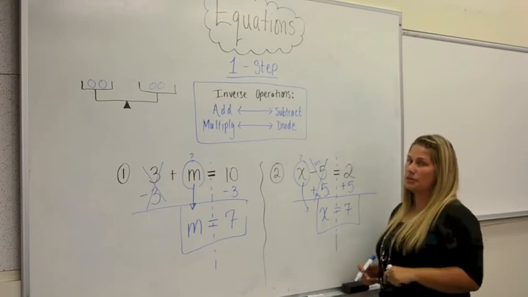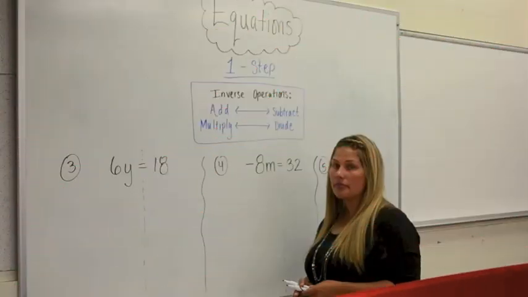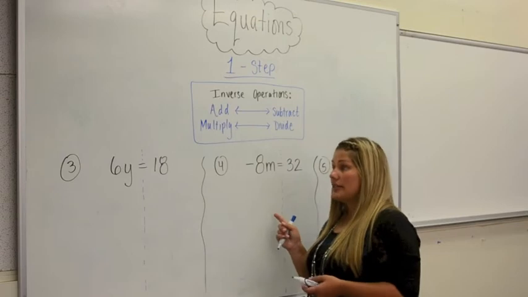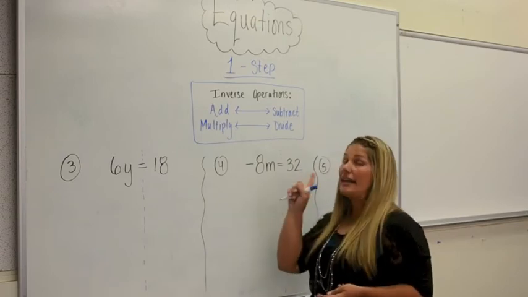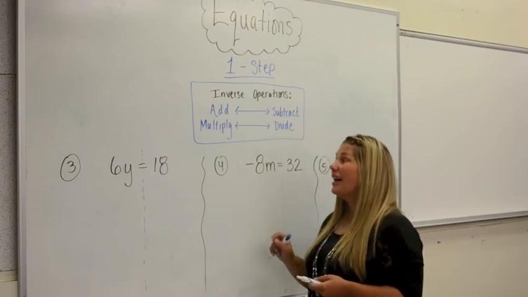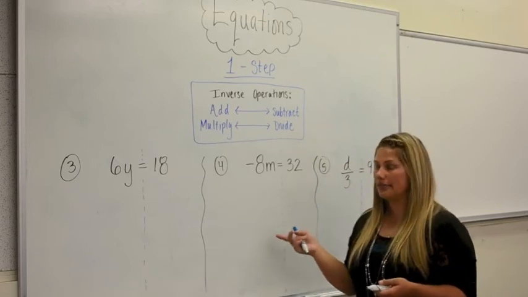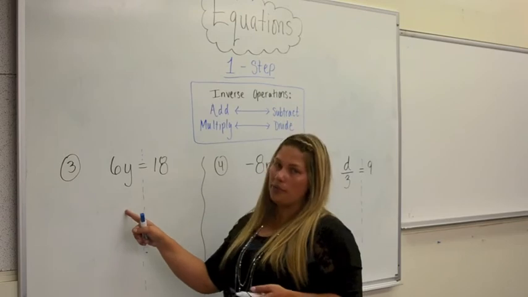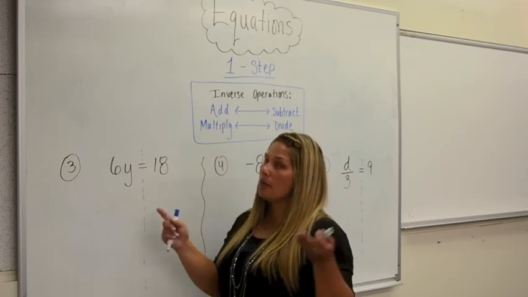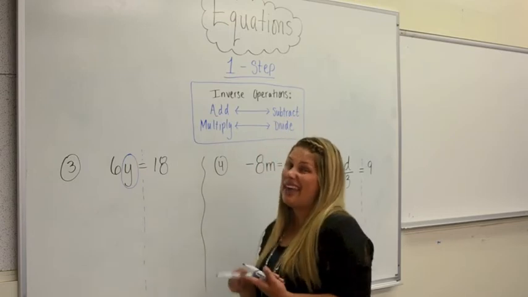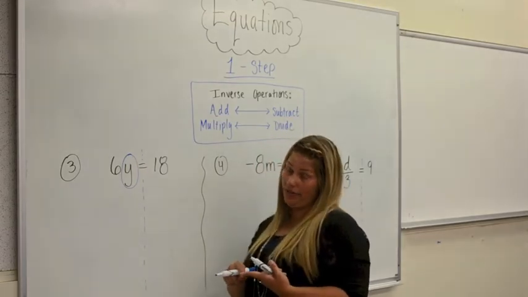Now let's get to some multiply and divide. So these are still one-step equations because it only takes one inverse operation to solve. But we don't have any more addition or subtraction. We have multiplying and dividing. So let's look at this problem right here. My variable, remember that's always the letter, is the y. And I need to get that y by itself.